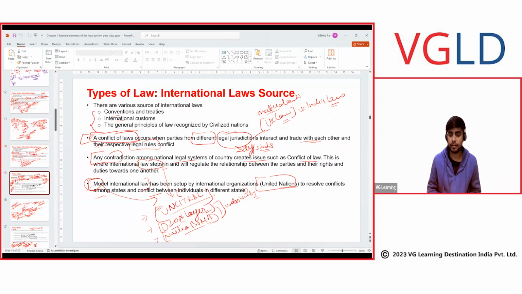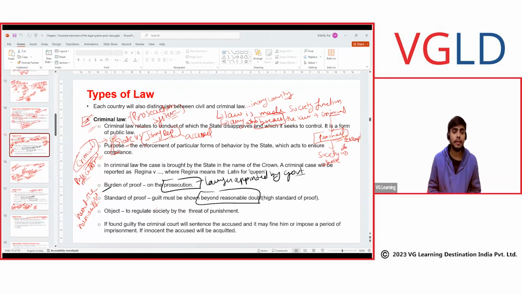So this is what we have discussed. Unilateral ozone layer, okay, we'll discuss them later. And then we went on discussing the types of law in a particular country.